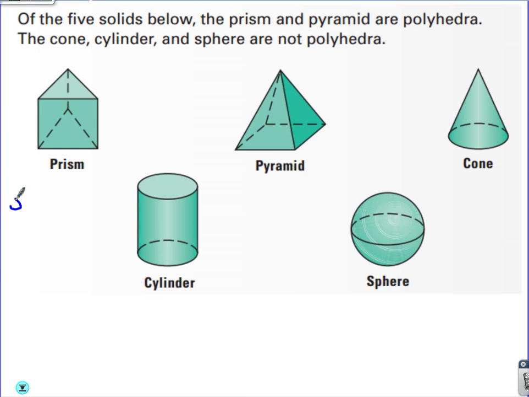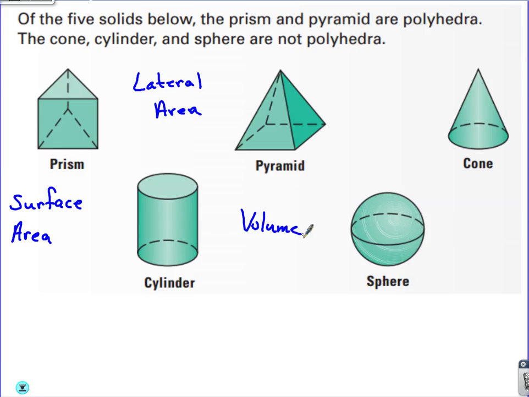Surface area, lateral area, and volume. Now, last chapter we talked about area, and we talked about perimeter. And kind of the same thing going on here. There's 2 different types of measurements here.